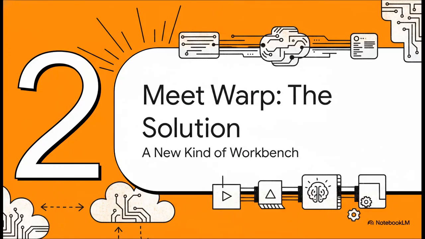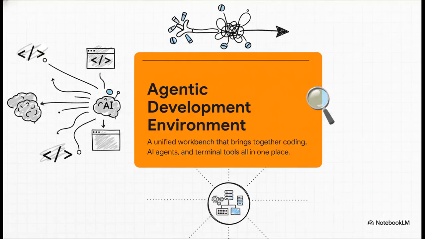Okay, so what's the fix? Well, this is where Warp comes into the picture. And let's be clear, it's not just another terminal. No way. It's a completely new kind of workbench that pulls all of your development tools into one single unified interface. And the key part? It's designed from the ground up specifically for an AI-first workflow. And that, right there, is the core idea, an agentic development environment.